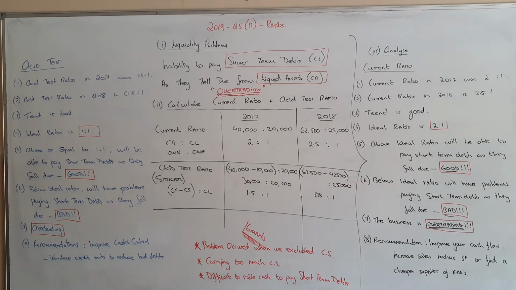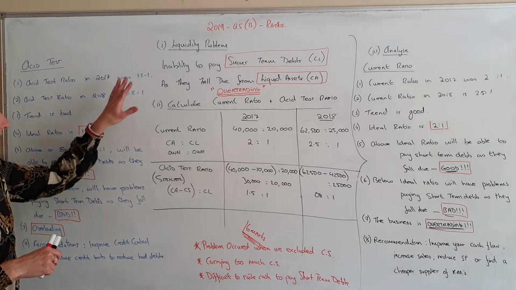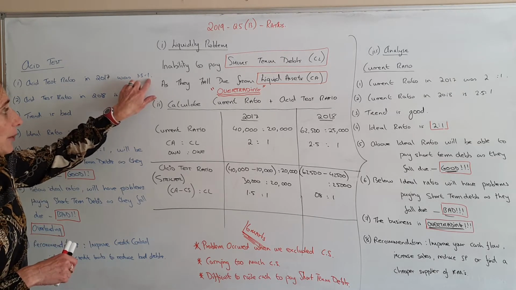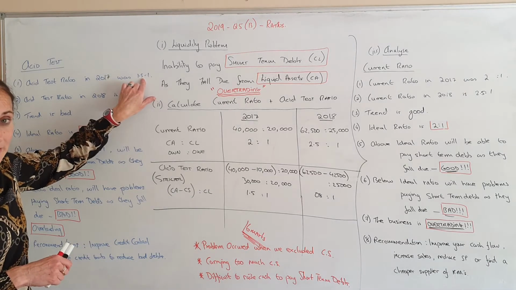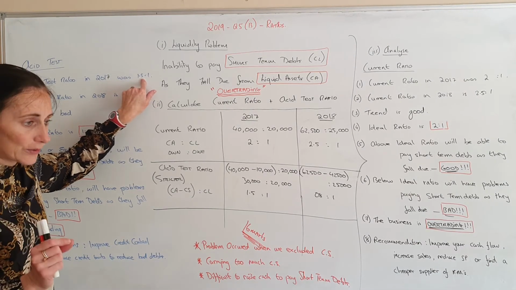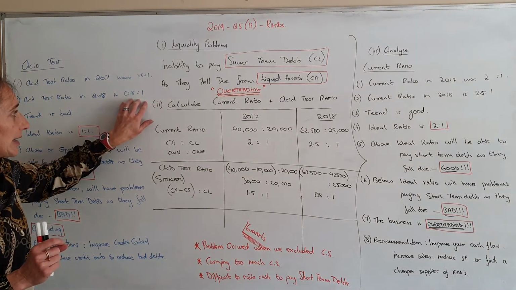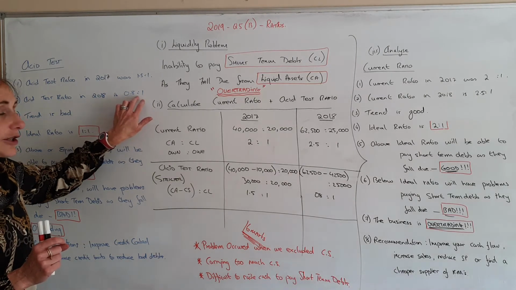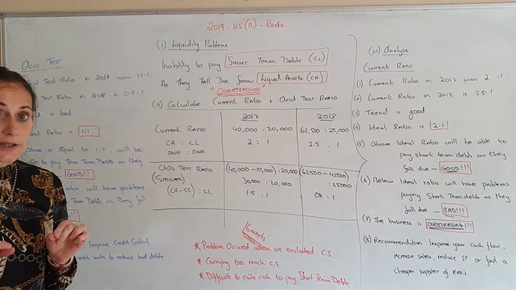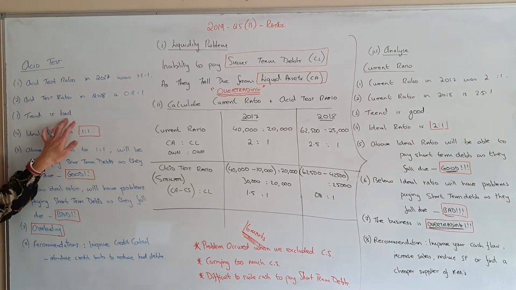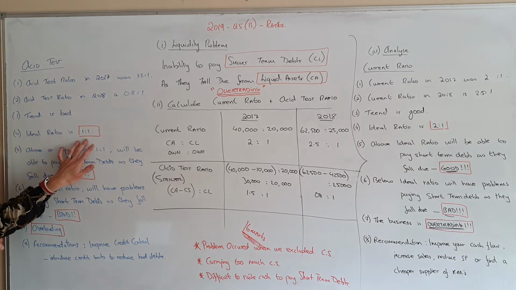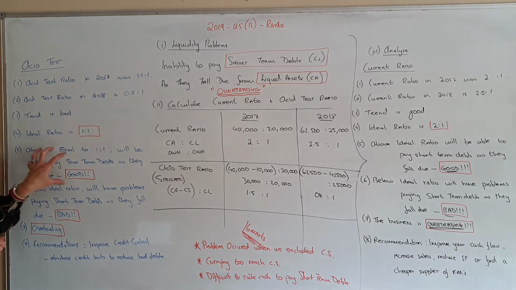The acid test ratio in 2017 was 1.5:1, and the acid test ratio in 2018 is 0.8:1. So let's have a look what this means. Every €1 that you owed, you'd 150 cents to pay it, not being allowed to include your closing stock. In 2018, every €1 you owe, you've only 80 cents. That's not good. So the trend is bad. The ideal ratio is 1:1. We are not above or equal. So this part here is not relevant for my commenting.